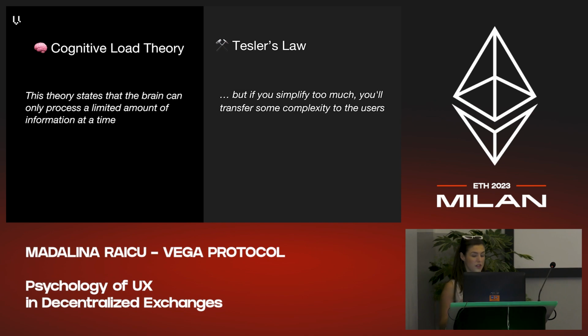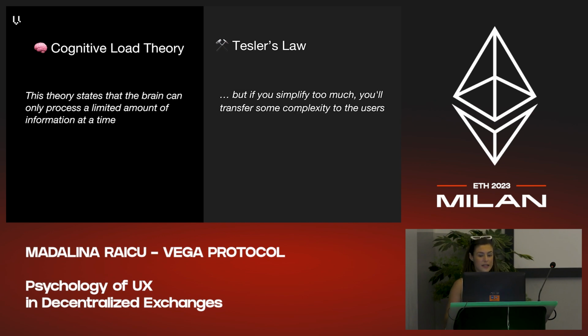A very simple way for me to start talking about this would be to bring up a classic, which is the cognitive load theory. This theory states that people have a limited amount of mental resources available to process the information. So a platform can be designed in a way that minimizes distractions or reduces complex features. However, things are never that simple. This actually contradicts Tesler's law, which reminds us that if you simplify too much, you may end up just transferring some complexity to the user.